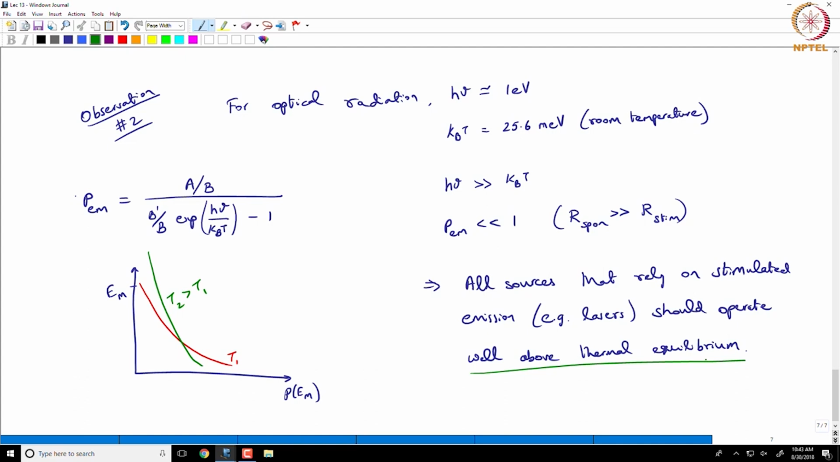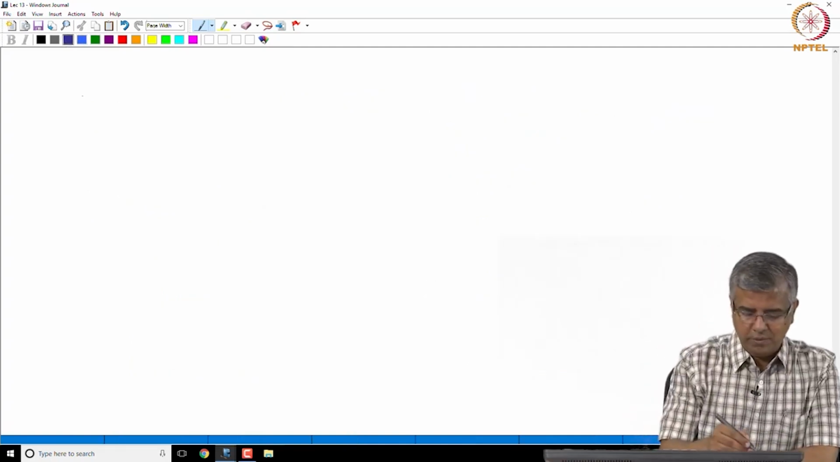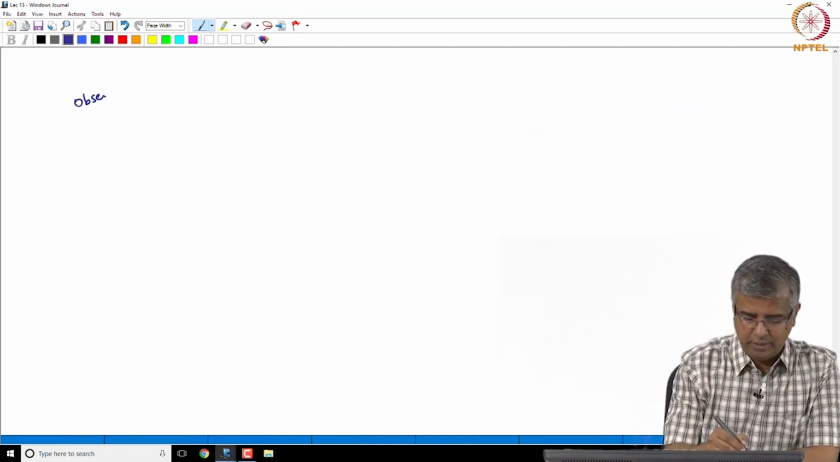You take an incandescent lamp and you give more and more current to it, you crank up the current, it becomes brighter and brighter, right. But it's still in thermal equilibrium condition, which means that as far as optical radiation is concerned, it is all only spontaneous emission that we are getting. Okay. So, that is our observation 3.